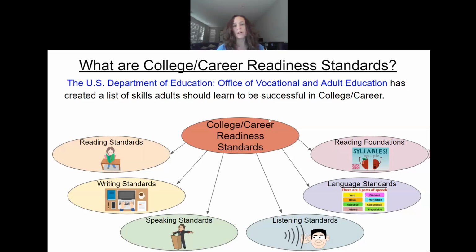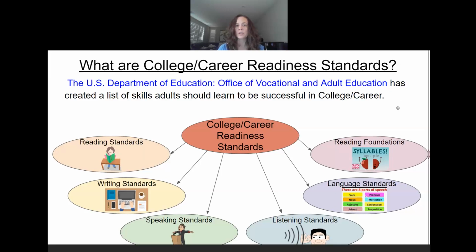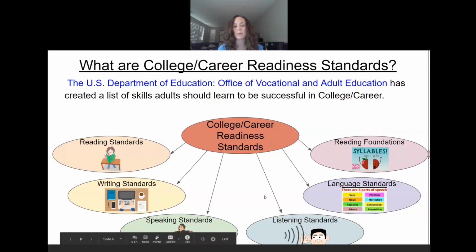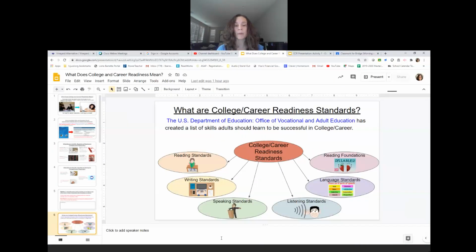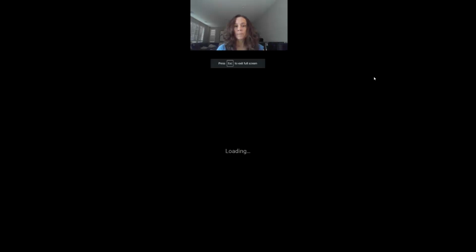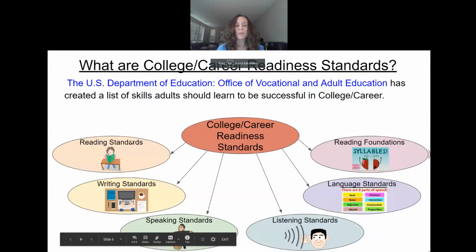What are the college and career readiness standards? So the U.S. Department of Education, Office of Vocational and Adult Education, has created a list of skills adults should learn to be successful in college and career. And these are the ones that are for ELA, English Language Arts. There are also ones for mathematics. So here are the 6 standards.